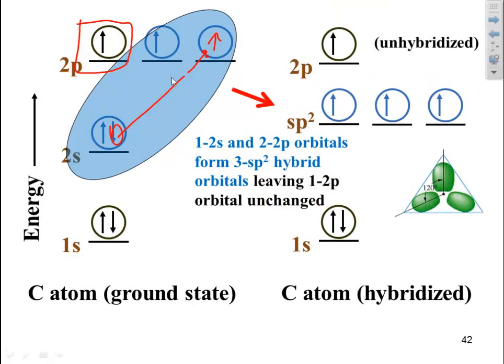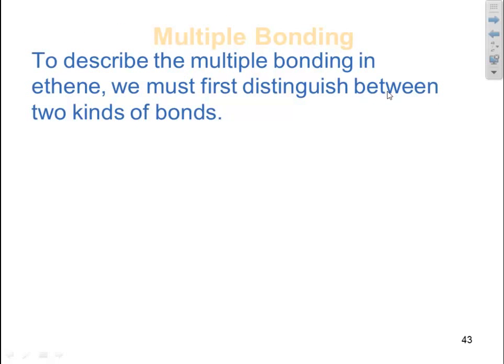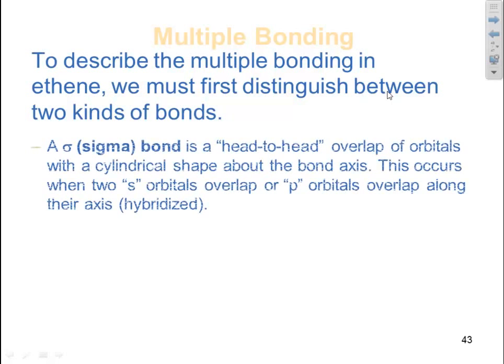So these 3, the 2s and 2 of the 2p's, form 3 identical sp2 hybrid orbitals. And then you still have that 2p unhybridized one by itself. To describe the multiple bonding in ethene, we must first distinguish between 2 kinds of bonds.